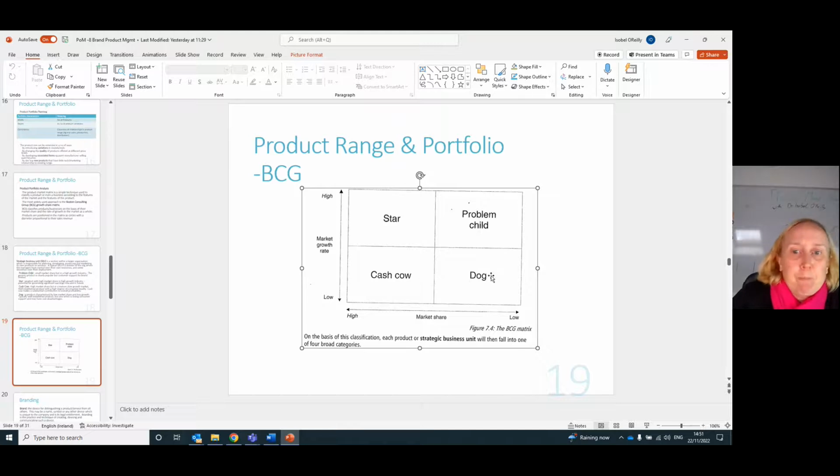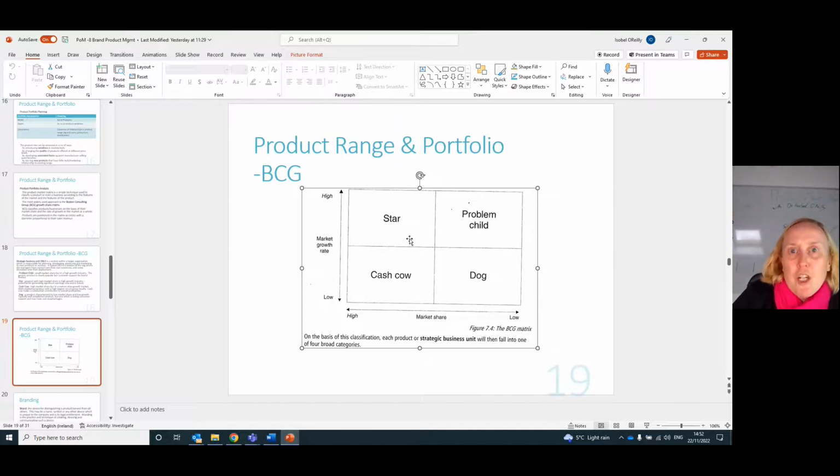So if, for example, we find that the market growth rate is quite high, but we're not doing so well. Our market share is low, so it's on the latter half, the right-hand half of this box diagram, and then it's in the top half of the growth rate. We've got a problem child. This means it's something we can work on. There are no bad children. So we just need to figure out what's going on and work on it. And that child will turn into a star. That's the aim if we do our job right.